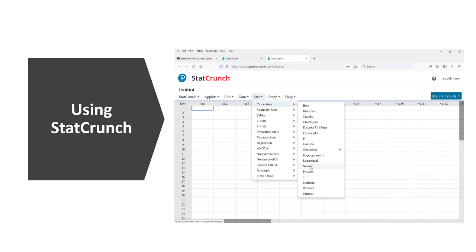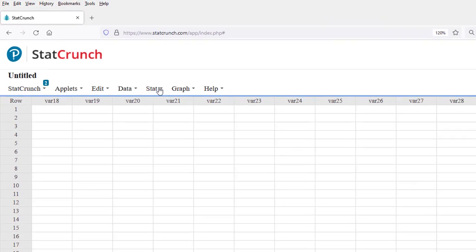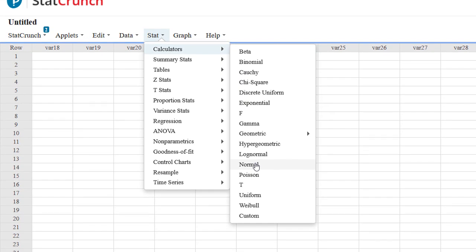In StatCrunch, we will use the normal calculator to find the area under the standard normal curve. Here we are in StatCrunch. We go to Stat, Calculators, and then Normal.